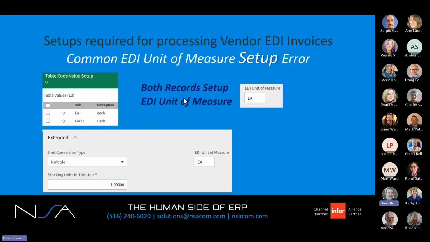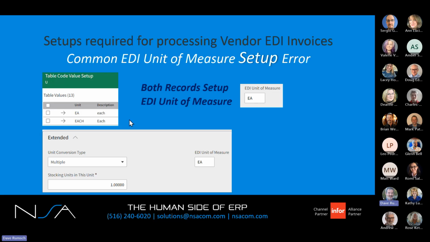Now let's look at setting those up. This is in the table code value setup, and this is where the biggest error that I find most common in dealing with EDI unit of measures. It's the first thing I ask customers about when I'm trying to map those for them. If they set up stocking units as EA and EACH, well, I only have 2 letters for EDI, so I'm going to make them EDI at 1-to-1.